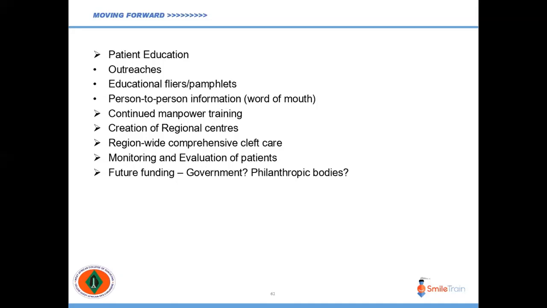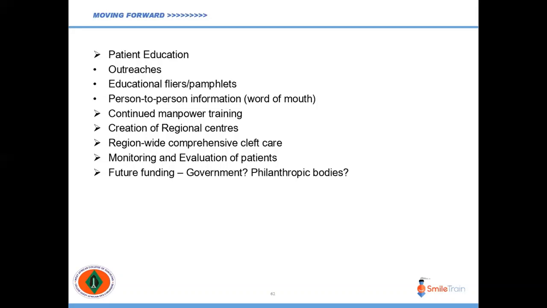that this is what is going to happen throughout the life of their child. So using outreaches, educational flyers or pamphlets, person-to-person information, that is one parent talking to another, having the social worker talk to a new mother of a cleft child, all these will go a long way to improving the patient's knowledge. Continued manpower training. Things change every year, so we need to continue to improve our skills.